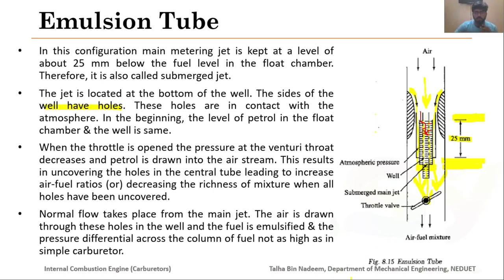So normal flow takes place from the main jet. The air is drawn through these holes in the well and the fuel is emulsified, and the pressure difference across the column of the fuel is not as high as in the simple carburetor. You can see that the fuel will enter in this tube, air will enter in this tube, and it will be mixed with the fuel, forming an emulsified air fuel mixture, and then again it will flow towards the other end of the main jet, and it will be mixed with the air, and then it will go towards your intake manifold and then to your combustion chamber for combustion.